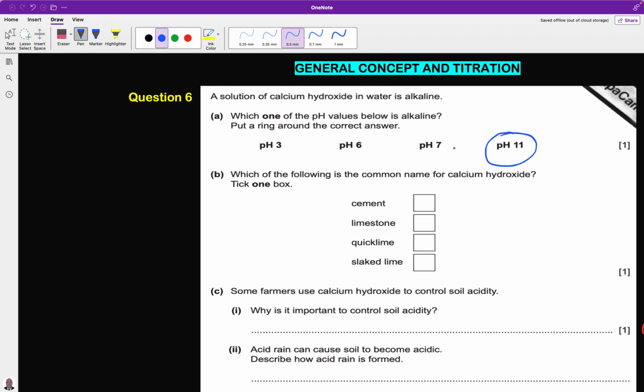Which of the following is the common name of calcium hydroxide? Tick one box. Calcium hydroxide is not cement. Calcium hydroxide is not limestone. Calcium hydroxide is not quicklime. But calcium hydroxide is slaked lime. Slaked lime, that is calcium hydroxide. So this one is the right answer.